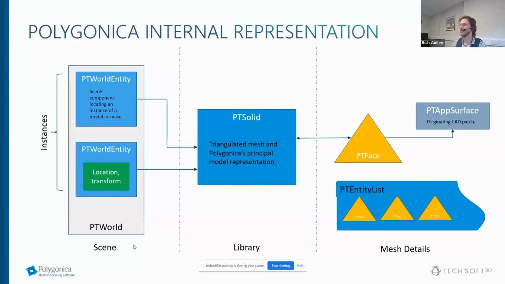The other thing I've put on here is the PT entity list. This is just an idea that collects large numbers of faces together. It's a useful concept when you're doing operations with things and you're asking for, say, regions on surfaces and that kind of thing. What you'll notice that Polygonica doesn't have here is any kind of hierarchy in the PT world entities. They're a flat structure. They're all at the same level. You can't put a PT world entity under another PT world entity. So unlike HOOPS Exchange, it has no inherent way of organizing the data that's come into it as a tree.